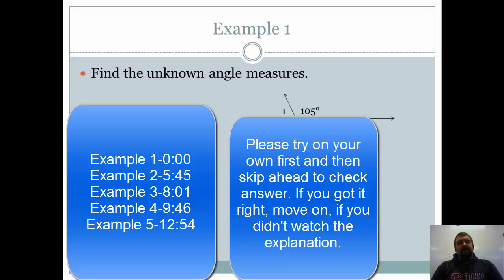Good evening, class. I'm hoping that you have watched the vocabulary and found that there wasn't really anything new, just now we get to apply some of these things.